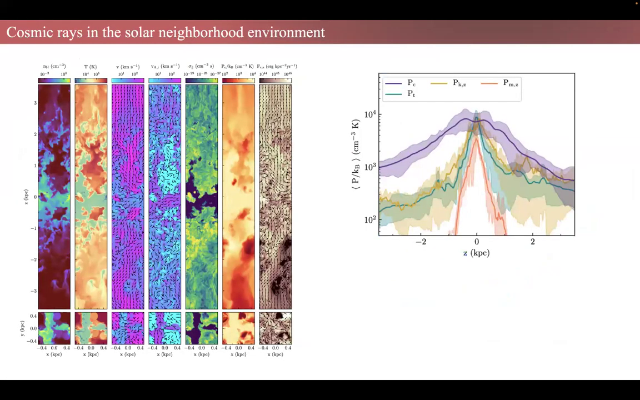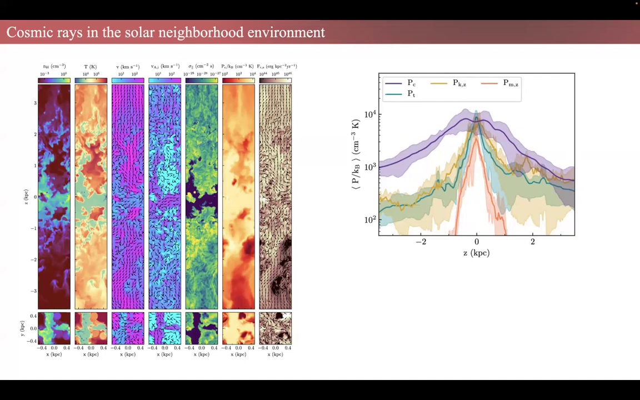Now, among the 3 environments modeling the solar neighborhood, the 3 environments post-processed with our code, let's first focus on the solar neighborhood environment. In the plot on the right, the purple line shows the average vertical profile of cosmic ray pressure, while the other lines indicate the mean vertical profiles of thermal, magnetic, and turbulent pressures.